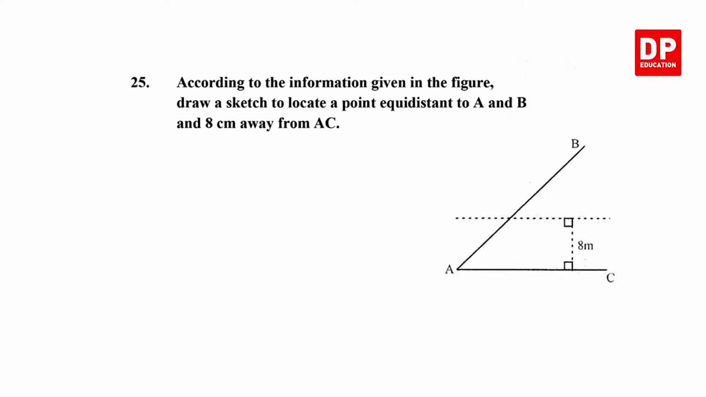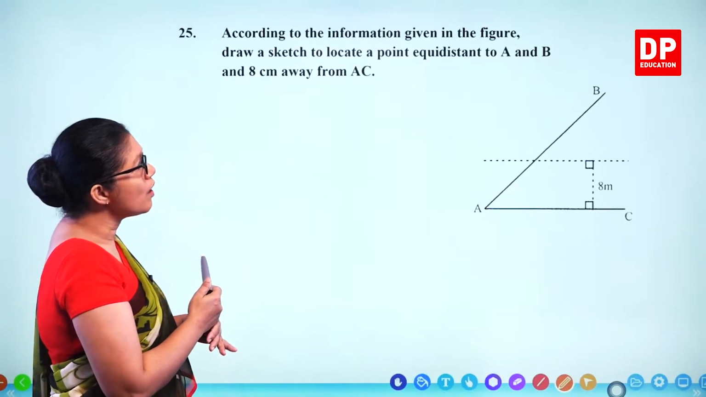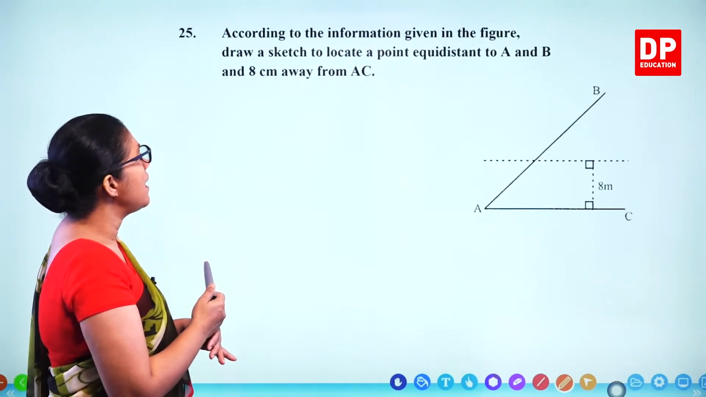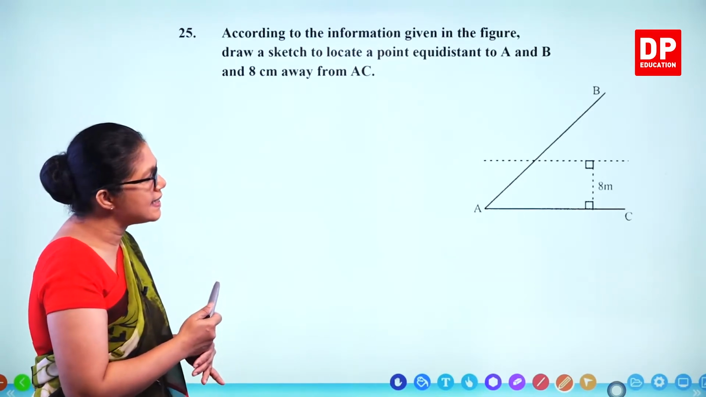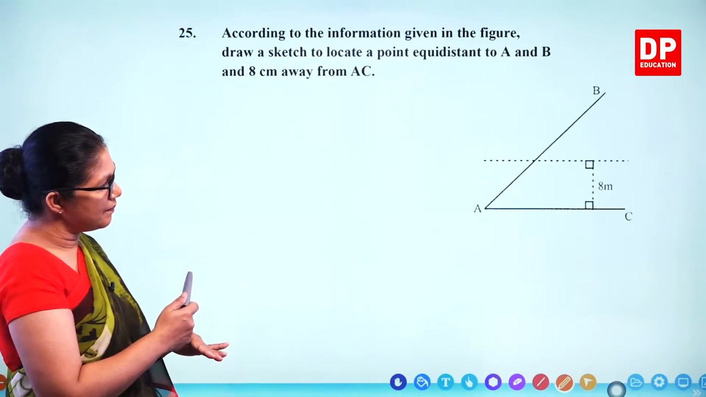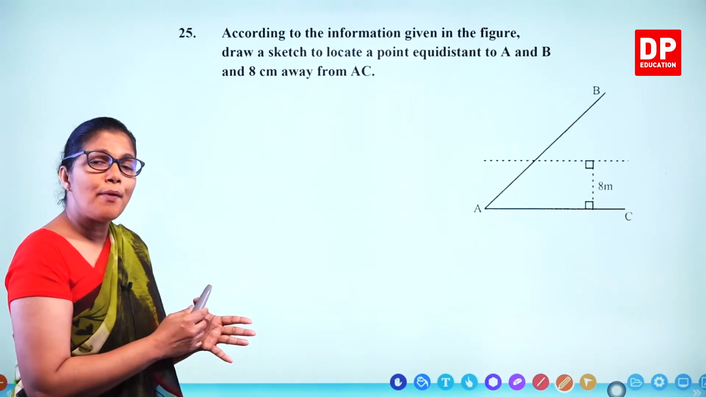Question number 25. According to the information given in the figure, draw a sketch to locate a point equidistant to A and B and 8 centimeters away from AC. So halfway done. What are the loci points you need to know?